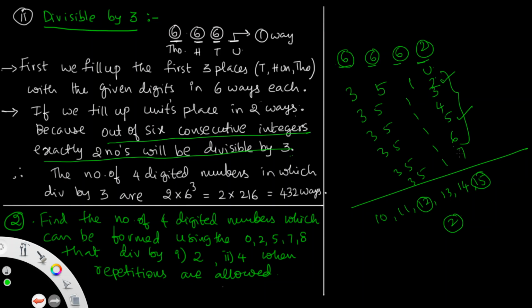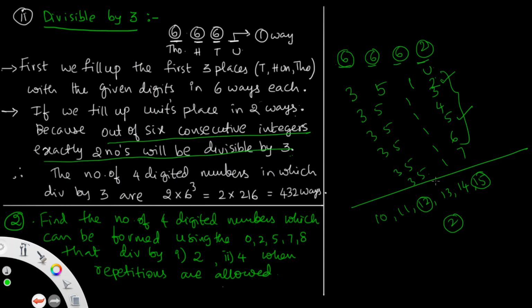Suppose repetitions are allowed, but the set of values you take is consecutive integers. Among these numbers, only 2 will be divisible by 3. I am giving this only as an example. So the units place can be filled in 2 ways, and the remaining 6 places can be filled in 6 ways each using the given digits. So the total number of ways is 2 into 6 cube.